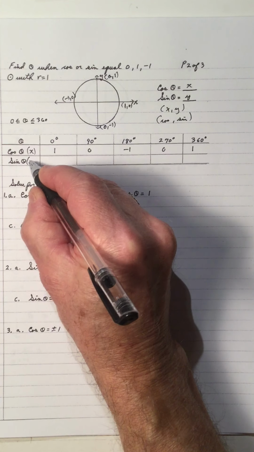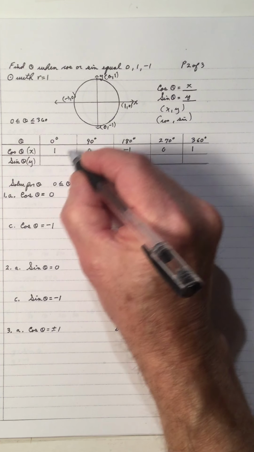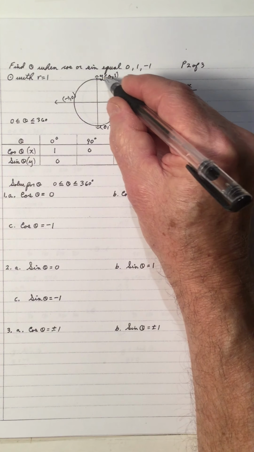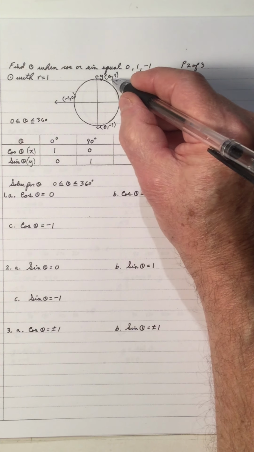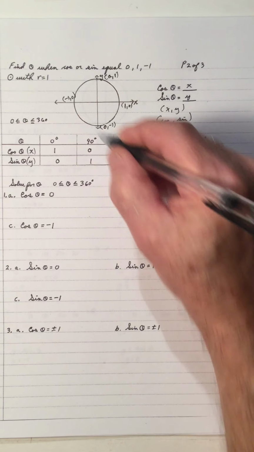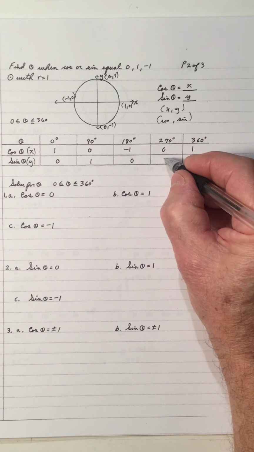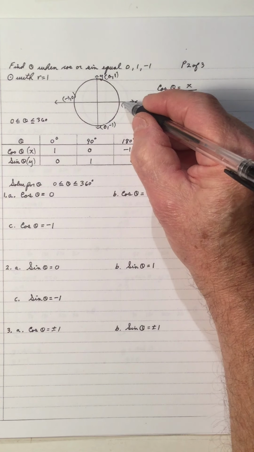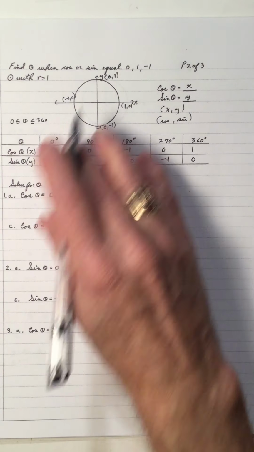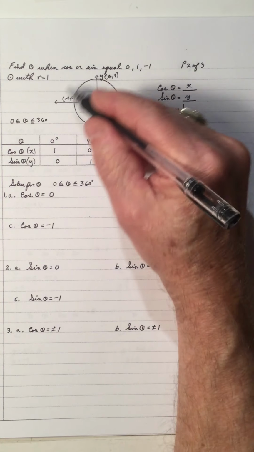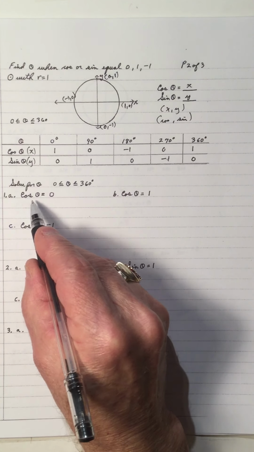Sine is the y value on the unit circle. At 0, y is 0. And at 90, y is 1. And at 180, y is 0. And at 270, y is negative 1. And at 360, back to 0. So looking at this circle, which is the unit circle, we're going to find the values.